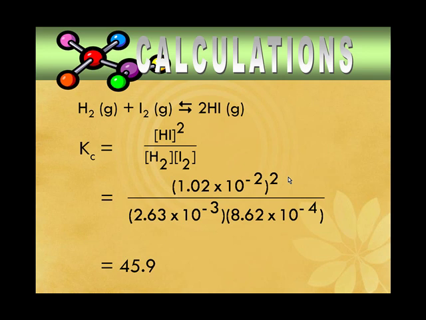Is there any unit for this Kc? If you are sharp enough, you have realized that there are no units for this Kc value. Because at the numerator, the units are mole square dm minus 6. At the denominator is also mole square dm minus 6. So the units cancel out, so there are no units to this Kc value.